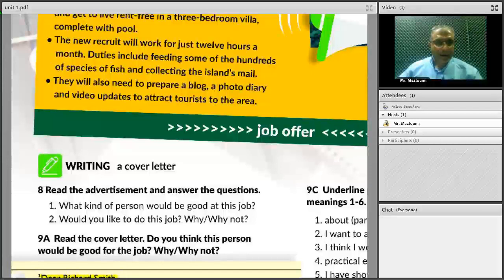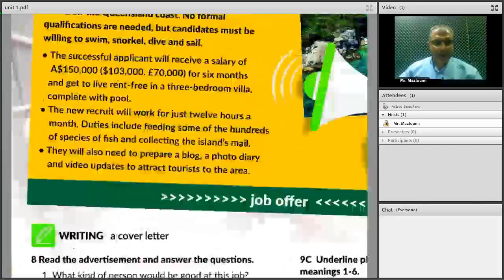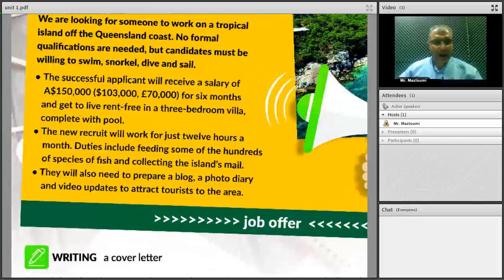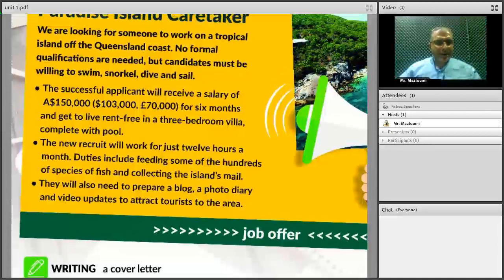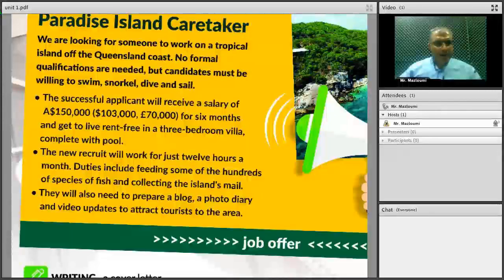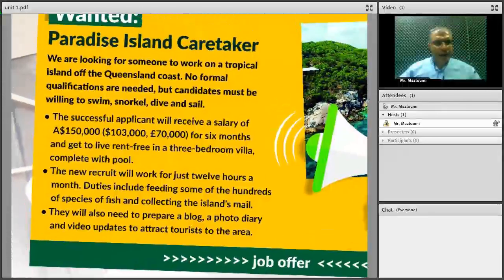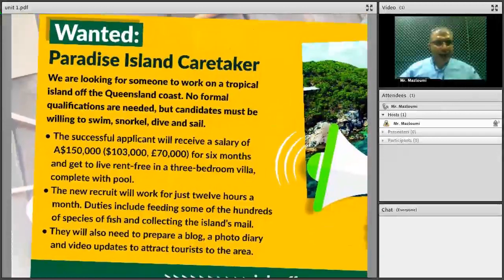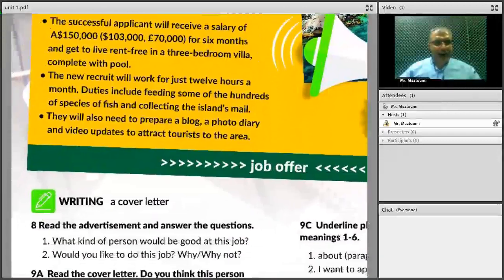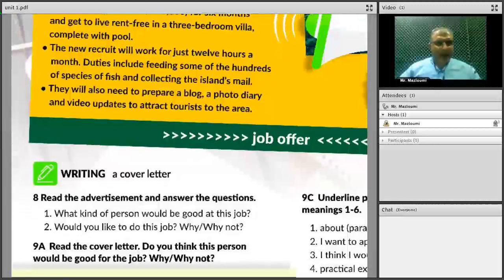So let's check out the questions. What kind of person would be good at this job? I think an adventurous person who loves traveling, working with animals, someone who is green and a good conservationist, someone who can swim, who loves marine life and marine animals, would be good at this job.